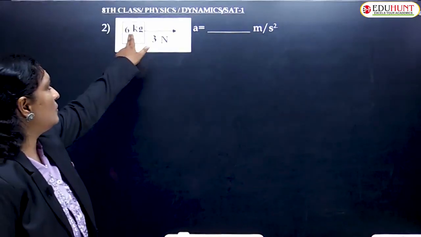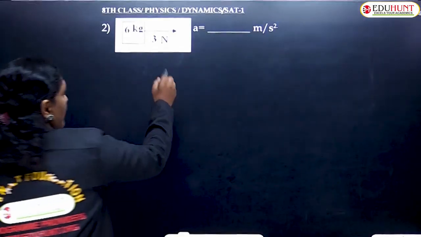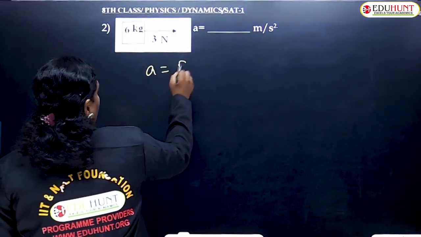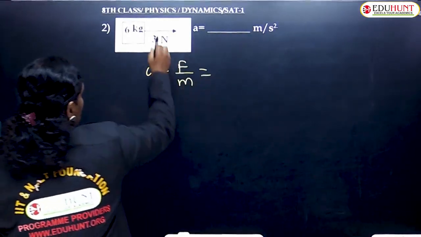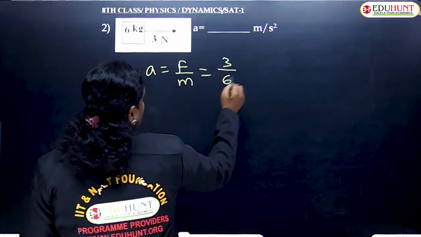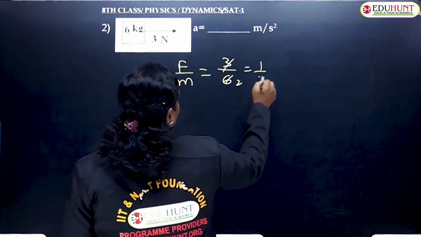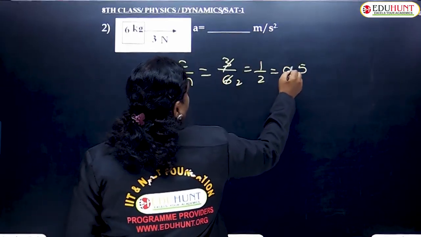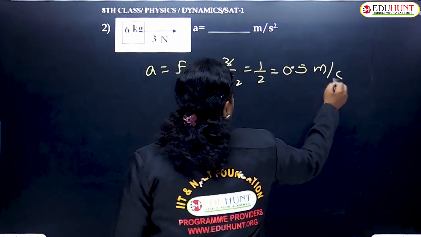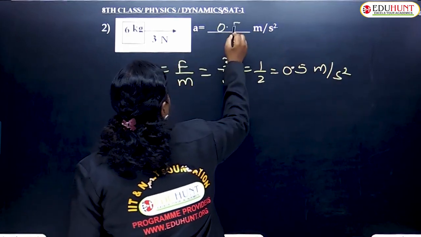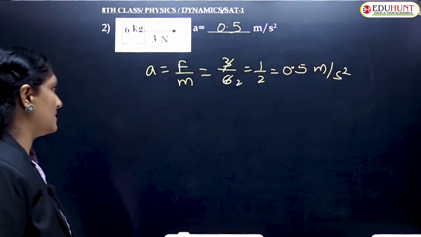Force is given as 3 Newton and mass is given as 6 kg. Hence, acceleration is equal to again F by m. What is force given? 3 Newton, mass is 6 kg. It's nothing but 1 by 2. 1 by 2 is nothing but 0.5 meter per second square. Answer is 0.5 meter per second square.